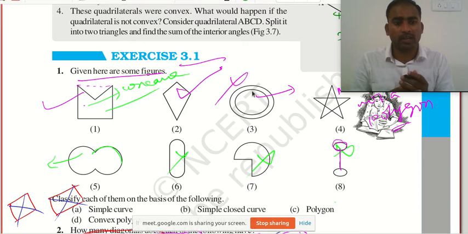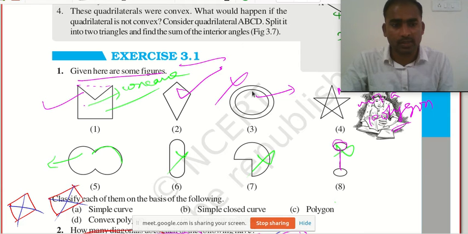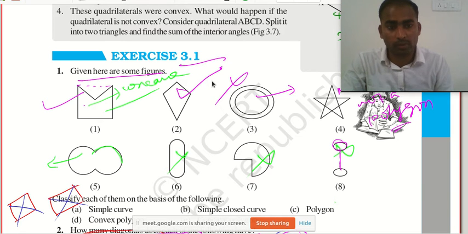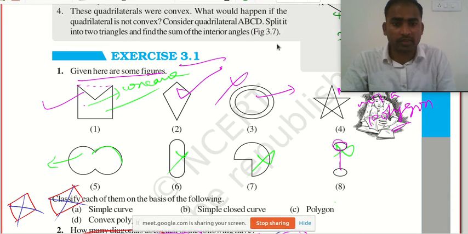See, why is a circle not a polygon? Because a circle is not made up of line segments. That is why it is not a polygon. So it is not a polygon. See here. Now I need to find: can I find the diagonals of a triangle? Can I find the diagonals of a triangle?